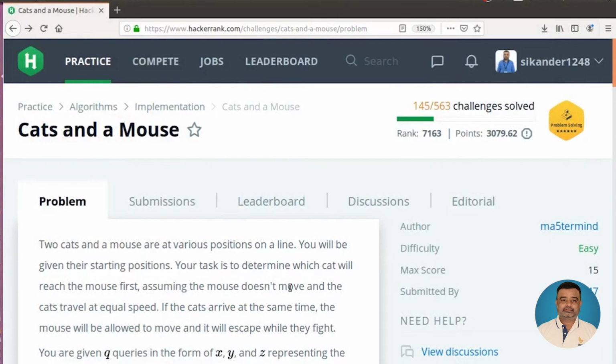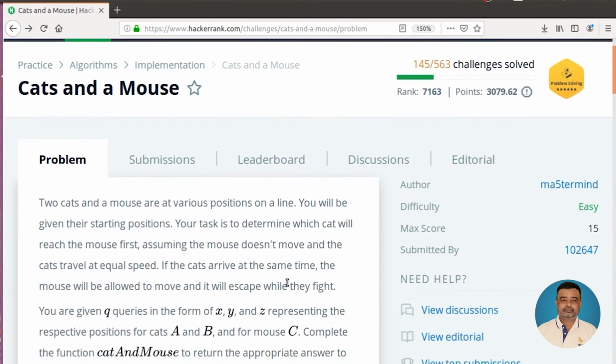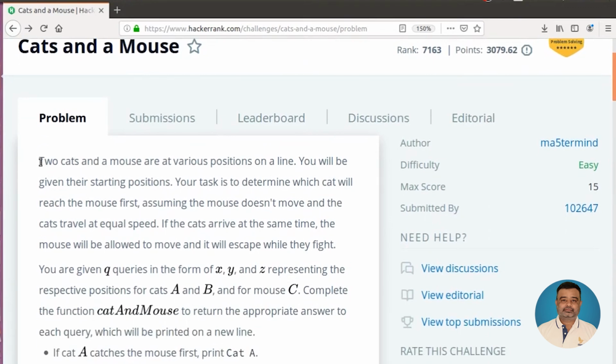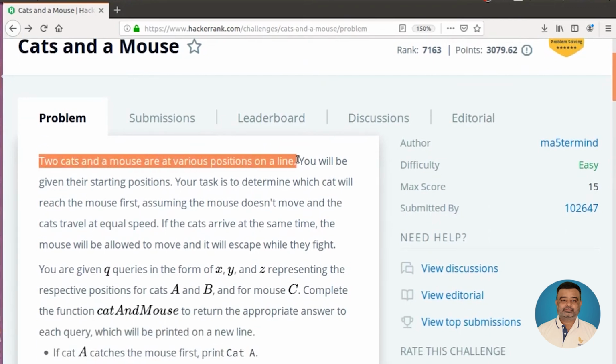Hello everyone. In this session, we are going to learn one of the HackerRank problems called Cats and a Mouse. So first, let's read the question and try to understand what this problem is. It says that two cats and a mouse are at various positions on a line. They're basically two cats and one mouse, on a straight line but at various positions.